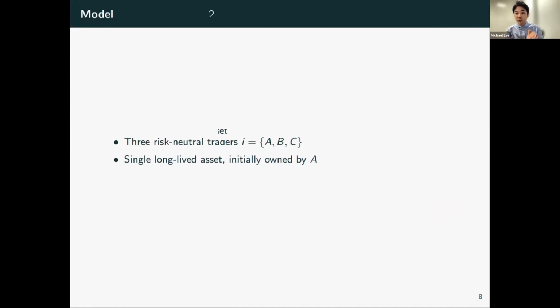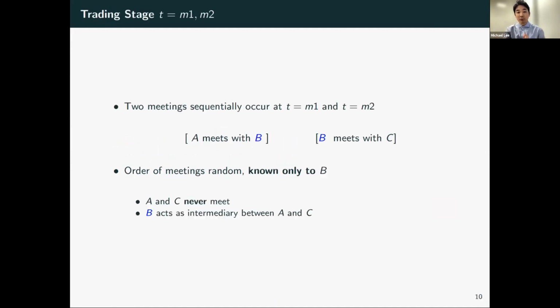It's either a meeting between A and B or B and C. Importantly here, the order is random and only known to B, and B is the one that participates in both meetings. So here, A and C never meet. And you can see here that B has to act as an intermediary between A and C in order for C to obtain the asset at any time.